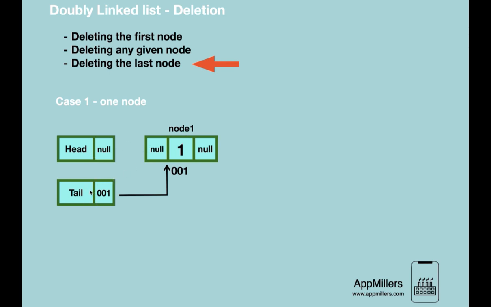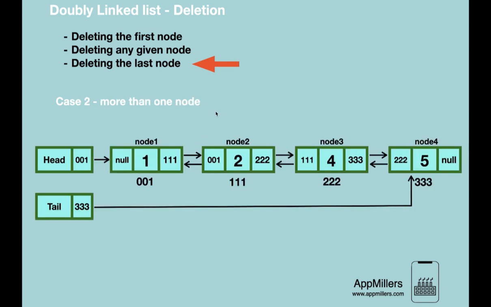Then the next step is we set tail reference to null. And by setting tail reference to null, the link between tail and node 1 is deleted. So node 1 becomes eligible for garbage collection. So the garbage collector can come and delete this node from here. So node 1 is deleted. Now the next case is we have more than one node in our double linked list.